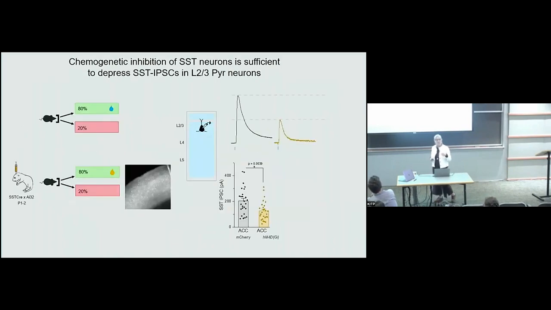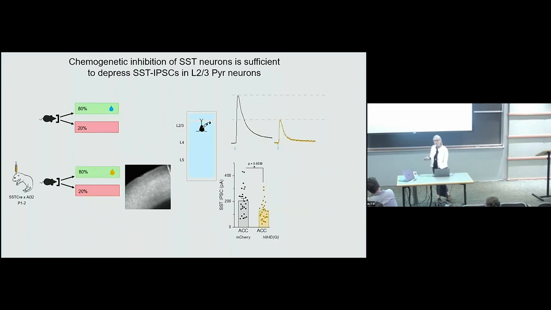So what happens after a couple days of chemogenetic suppression of somatostatin cell activity? We see now a reduction in the somatostatin IPSC when we record from pyramidal cells in layer two. Now, it's not on here, but interestingly enough, it also goes down in layer five. And that, to me, suggests that this regulation of activity may be specific to superficial layers of the cortex and may not be across all somatostatin cells in the cortical column.